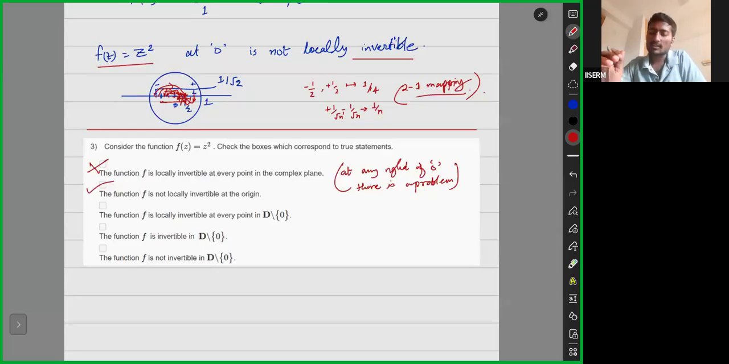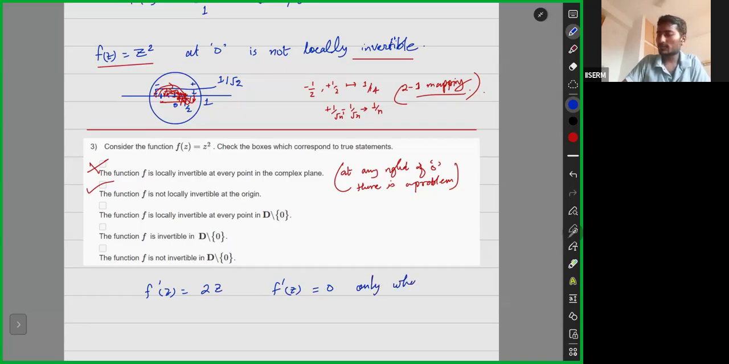Fine. What about the third part? How to check this? Fine. F prime z is what? 2z, and f prime z is equal to 0 only when z is equal to 0. So the problem is only at z equal to 0. So part B is correct.